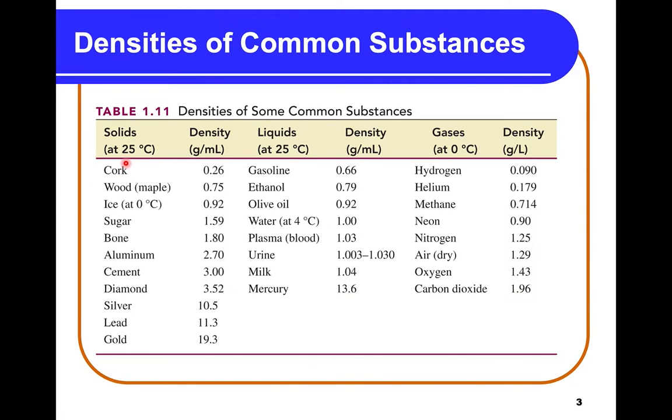Cork is a real common demonstration that we do. Cork has a very small density, and therefore cork will float on water. Gasoline will float on water. Olive oil will float on water. How can I tell that? Because all these numbers that have been measured for their densities are smaller than 1.